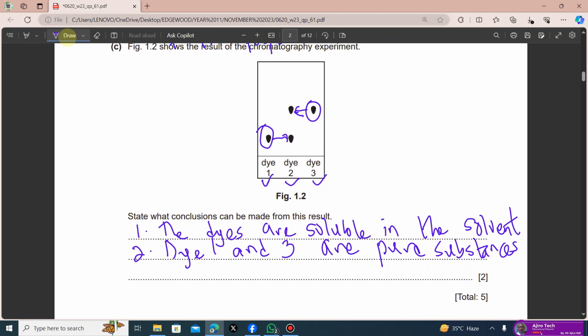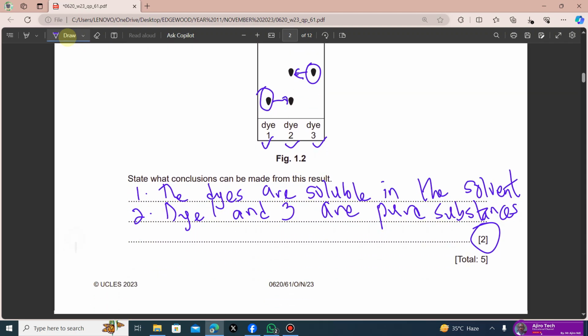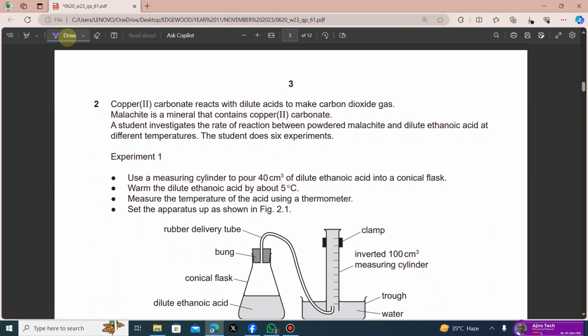But we are looking at 2 marks for 2 points that have been made. So for that, I think we are done with question 1. We'll go straight to question 2 just to save time.